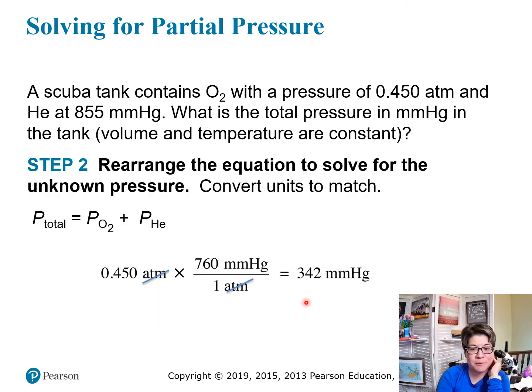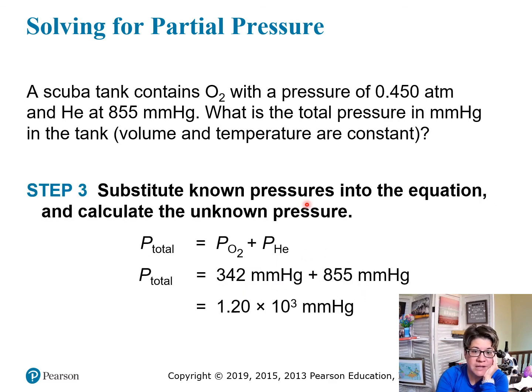So first, let's get them in the same unit. We're going to get them both into millimeters of mercury. So we're changing our oxygen pressure. We get that number. And then we just add those two together. And so our total is, what is that? 1,200 millimeters of mercury, or 1.2 times 10 to the third. So we just add those two together, and that's our answer.